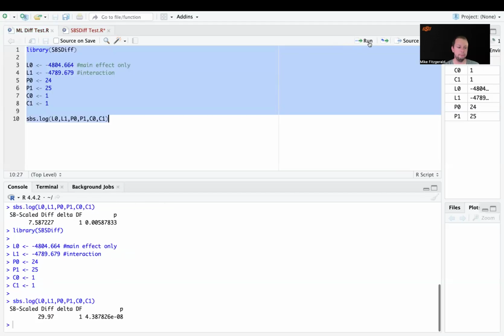All right, so we can go ahead and run that. You'll see without the scaling correction factor, we are extremely significant, right? And so we have p is less than 0.00000000438. That was 8 zeros, right? And we have, again, 1 delta degree of freedom, and then this is how much our -2 log likelihood increases by in this example.